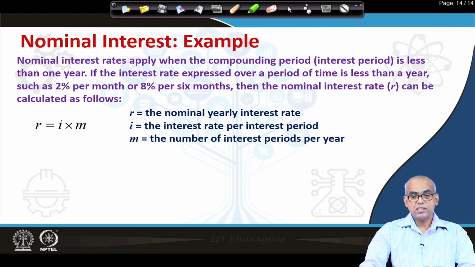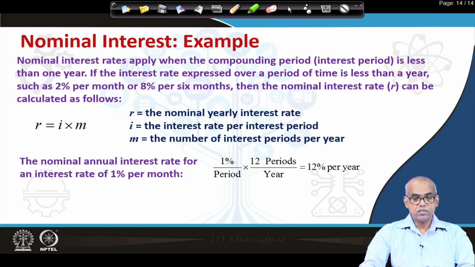So, nominal interest rates apply when the compounding period, that is the interest period, is less than 1 year. If the interest rate is expressed over a period of time less than a year, such as 2% per month or 8% per 6 months, then the nominal interest rate r can be calculated as i into m, where i is the interest rate per interest period, m is the number of interest periods per year, and r is the nominal yearly or annual interest rate.